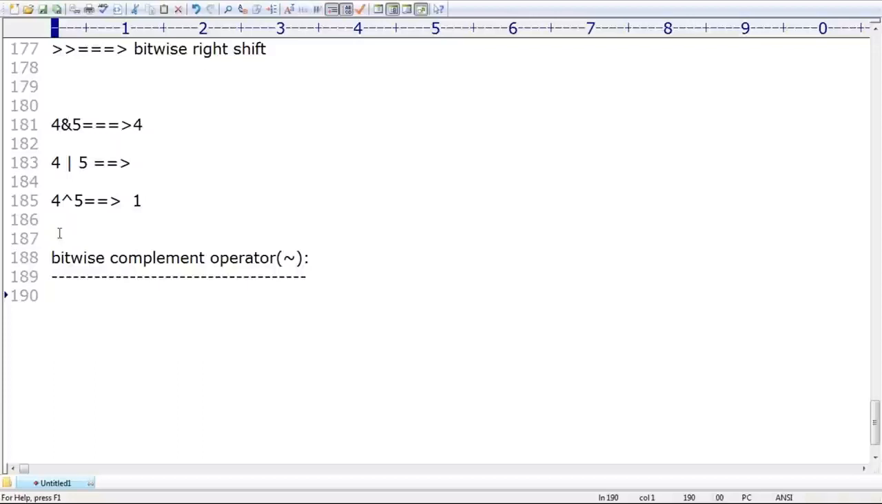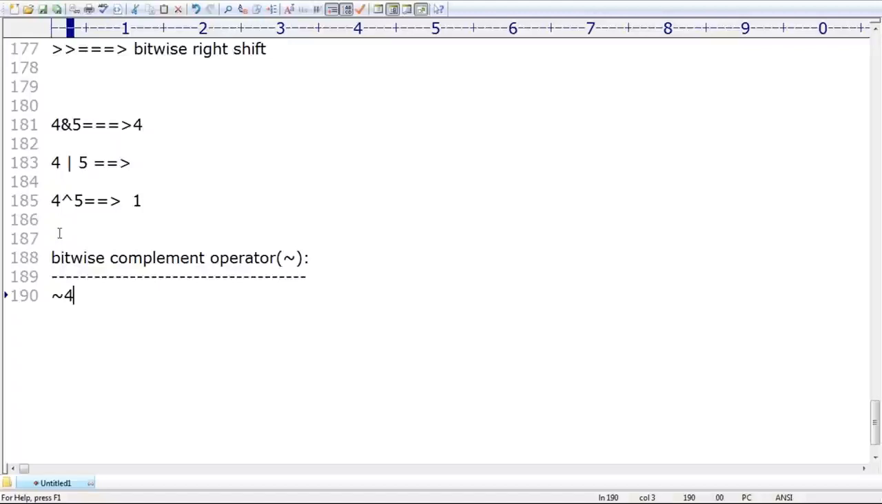Okay? Sir, now my requirement is negation of 4. Can you please tell anyone what is the answer we are going to get now? Negation of 4 I'm taking. Good. Negation of 4 I'm taking. What is the answer we are going to get, man?